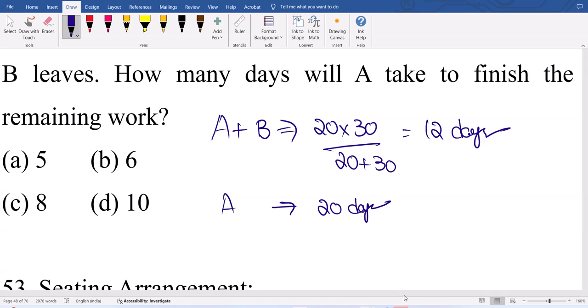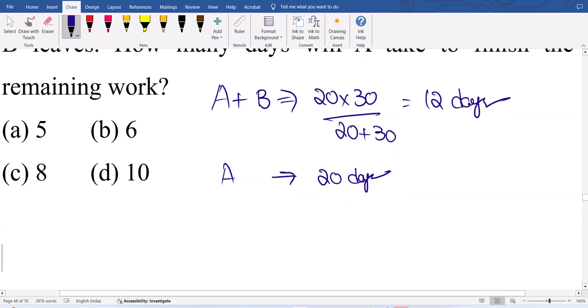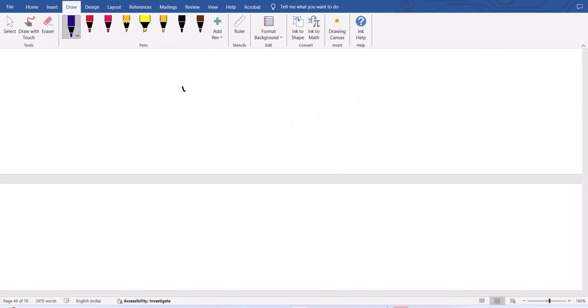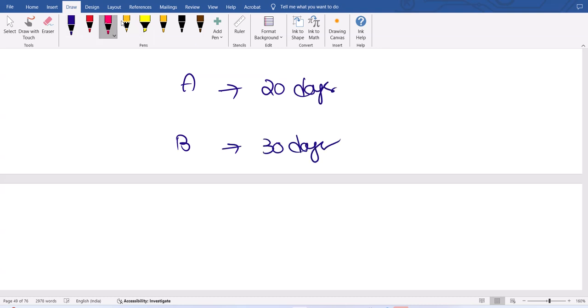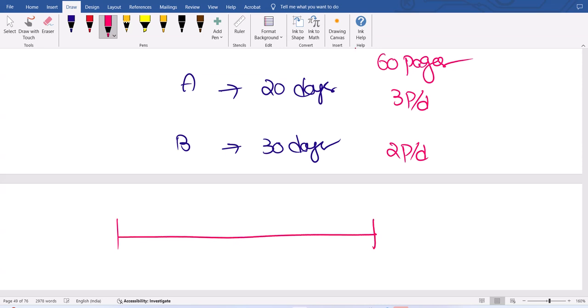That's one possibility. Or else, the regular format everybody feels good with: A 20, B 30. Total work is 60 units. Many will be comfortable in this way, but still the options are wrong here. Total work 60 pages. A can type 3 pages per day, B can type 2 pages per day. A and B together work for 10 days, so 3 plus 2 is 5, 5 into 10, 50 pages are completed.